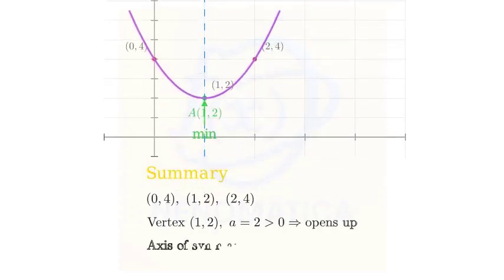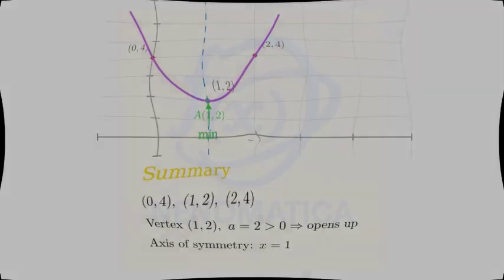Summary. We graphed y equals 2 times (x minus 1) squared plus 2 by plotting points at (0, 4), (1, 2), and (2, 4), identified the vertex at (1, 2) as a minimum because a is positive, and drew the smooth upward opening curve with axis of symmetry x equals 1.